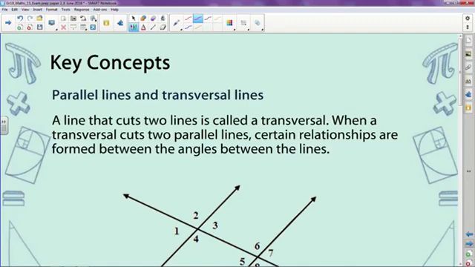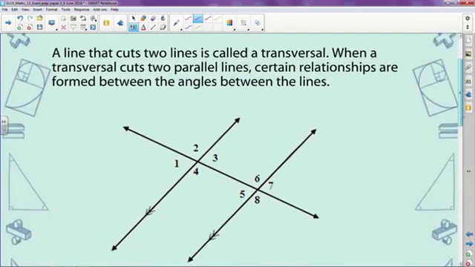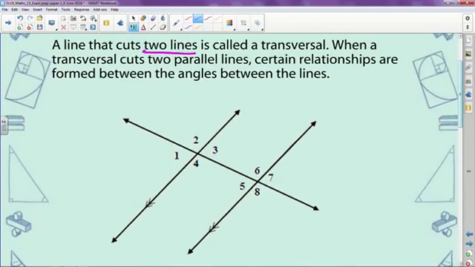And now let's go on to parallel lines and transversals. A line that cuts two lines is called a transversal. When a transversal cuts two parallel lines, certain relationships are formed between the angles. We have two important points here. Firstly, any line that goes through two lines is called a transversal. So that one over there is called a transversal. Oh, let's spell it right. Transversal.